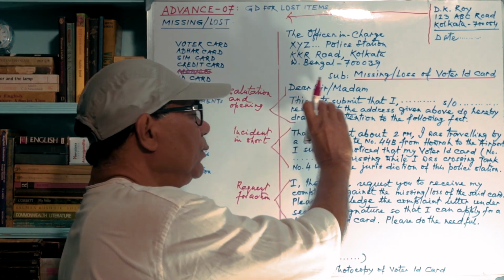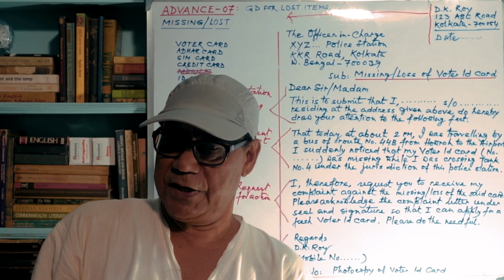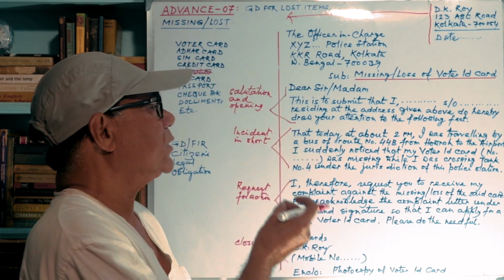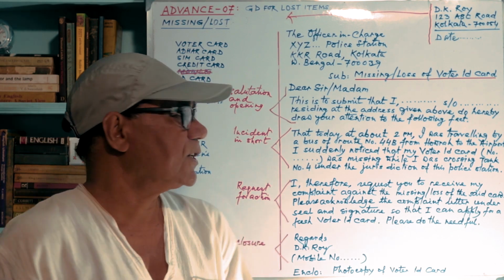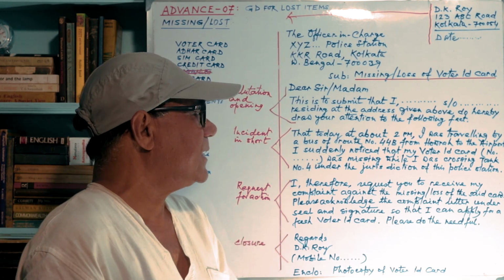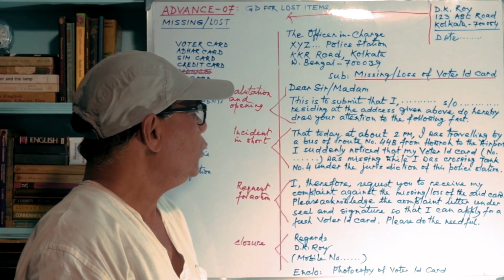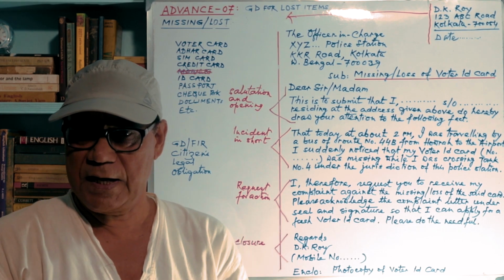This is a common introductory part of a complaint letter. In any complaint letter you can use this. This is to submit that I, Mr. Such and Such, son of Mr. Such and Such, residing at the address given above, which means here we have already given the address, do hereby draw your attention to the following fact. Now the fact will come soon.